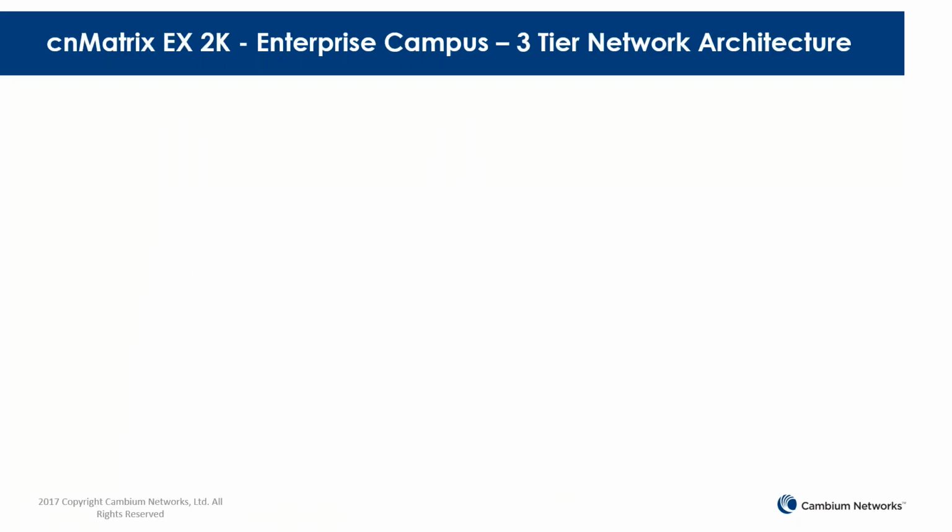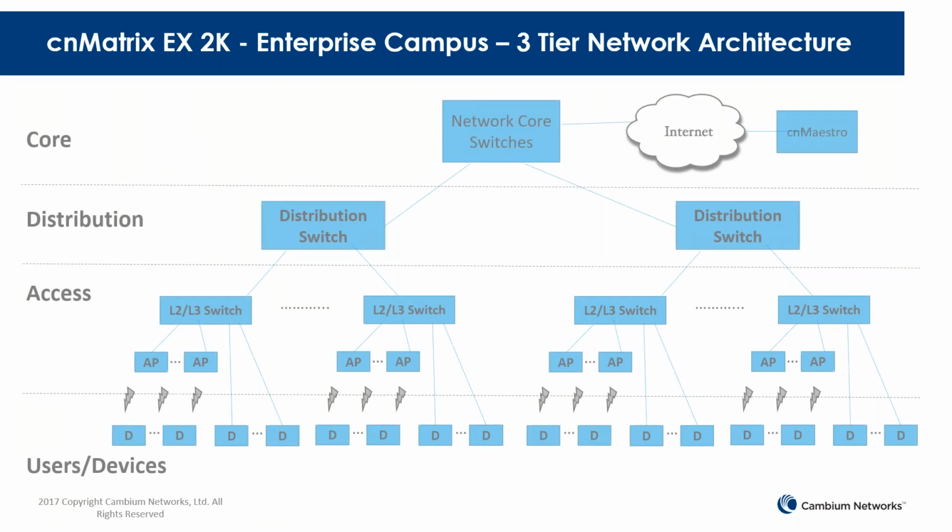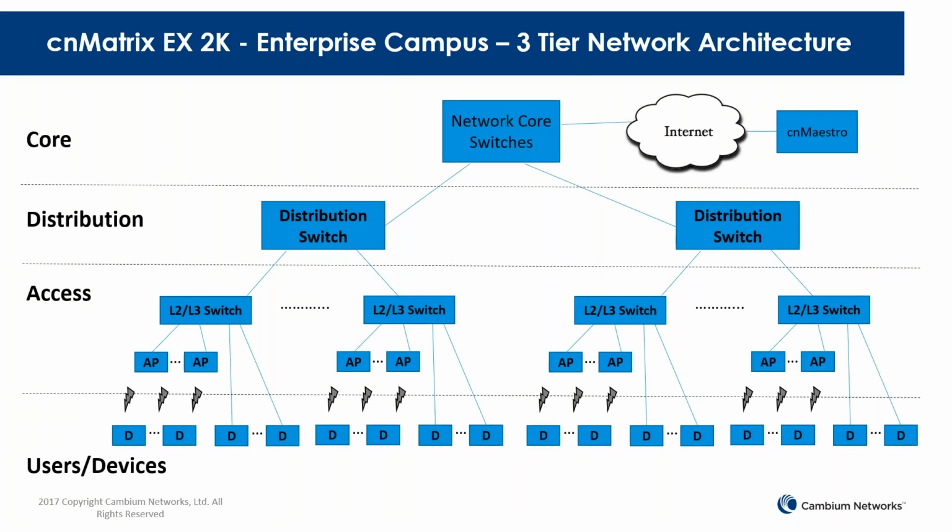Okay, moving on. This picture here is the real deployment scenario for our enterprise switches. I have here in this slide a 3-tier network architecture. Very common is also a 2-tier network architecture, just without the distribution layer. But we have the core layer, the distribution layer, and then the access layer, or the edge of the network. That's where I want to focus here, and that's what the cnMatrix switches are designed for.